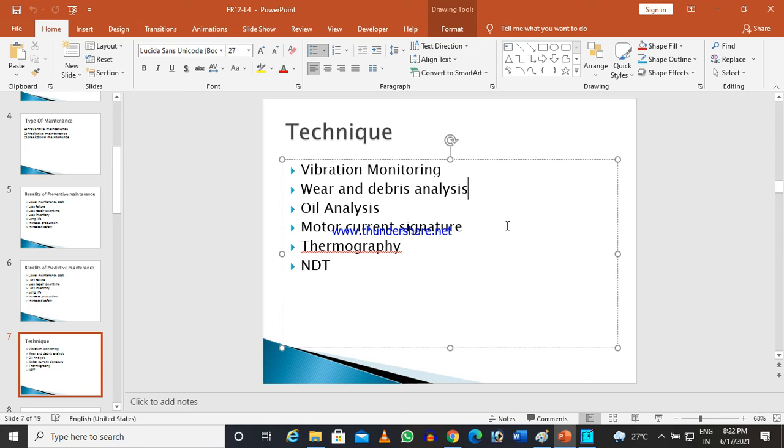So by analyzing the oil, because if any breakdown is happening internally, definitely the dielectric value of the oil will get reduced. By taking a sample of that oil, you can predict the condition of the transformer. The motor current signature.